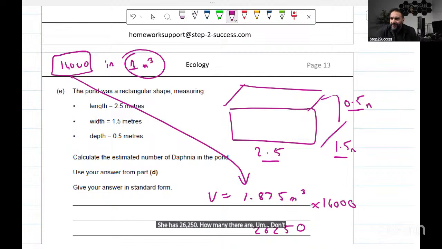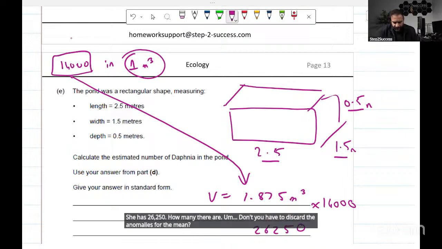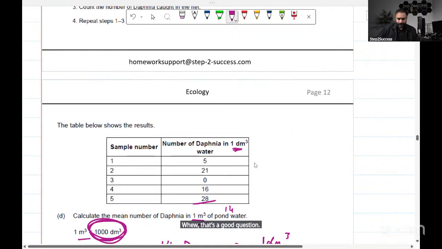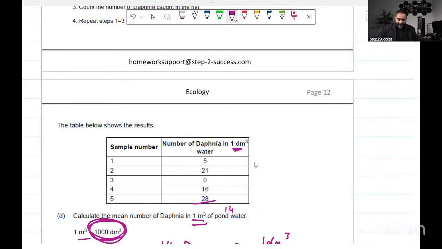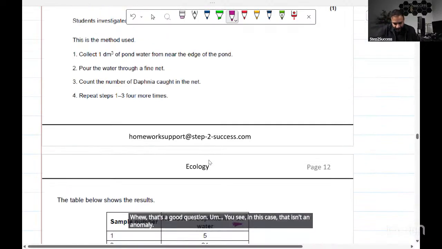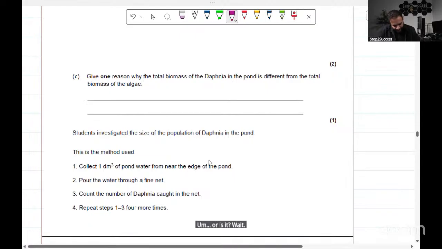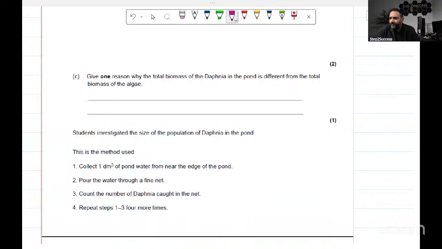Don't you have to discard the anomalies for the mean? Whew, a good question. You see, in this case, that isn't an anomaly. Or is it? Wait. Let me have a look. I agree with you to an extent.